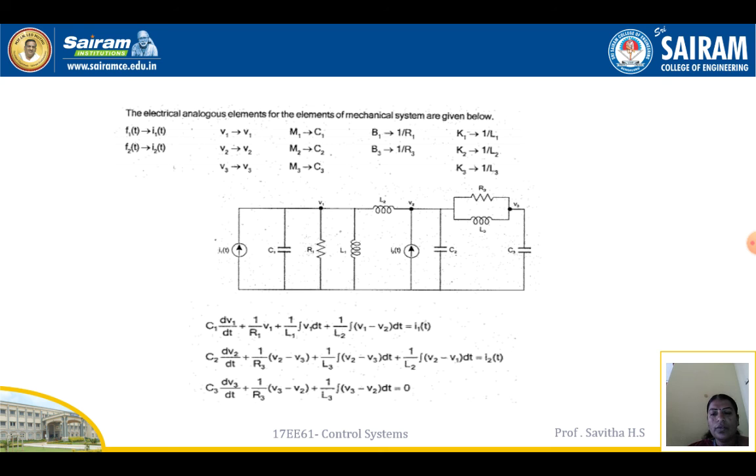For the first node: C1 dV1/dt + V1/R1 + 1/L1 ∫V1 dt + 1/L2 ∫(V1 − V2) dt = I1(t). The second node: C2 dV2/dt + (1/R3)(V2 − V3) + 1/L3 ∫(V2 − V3) dt + 1/L2 ∫(V2 − V1) dt = I2(t). Third: C3 dV3/dt + (1/R3)(V3 − V2) + 1/L3 ∫(V3 − V2) dt = 0.